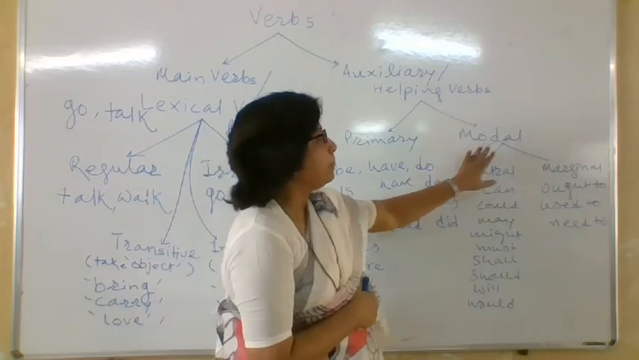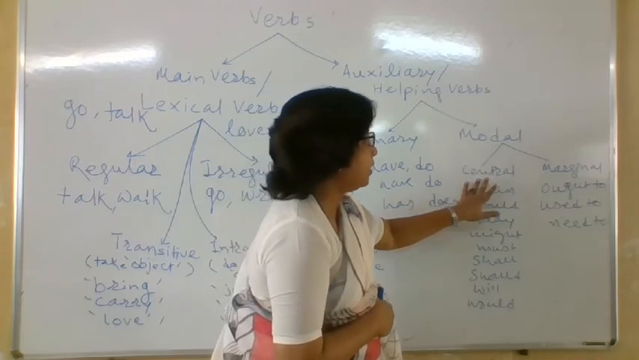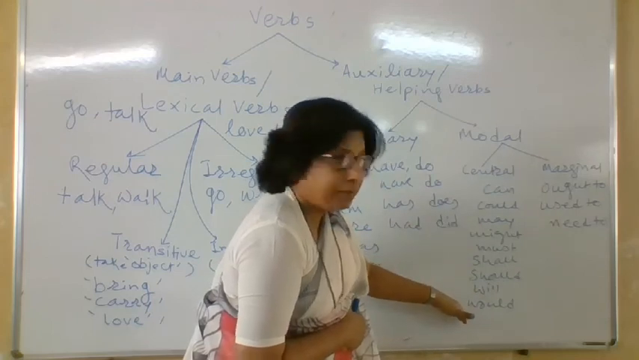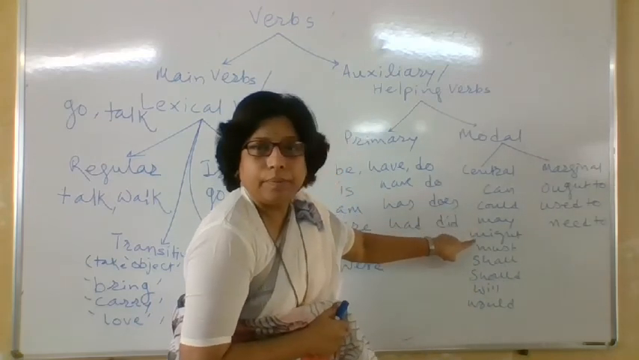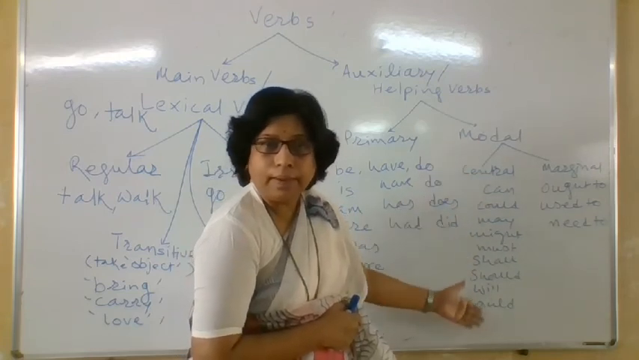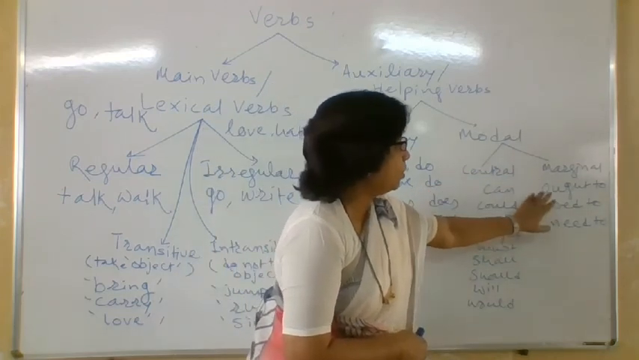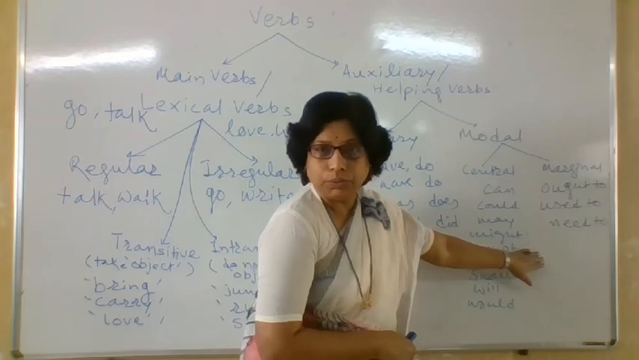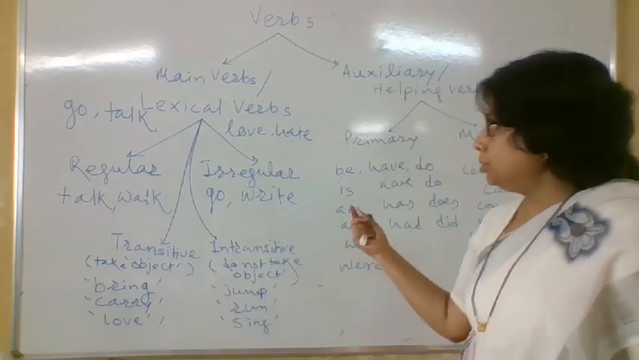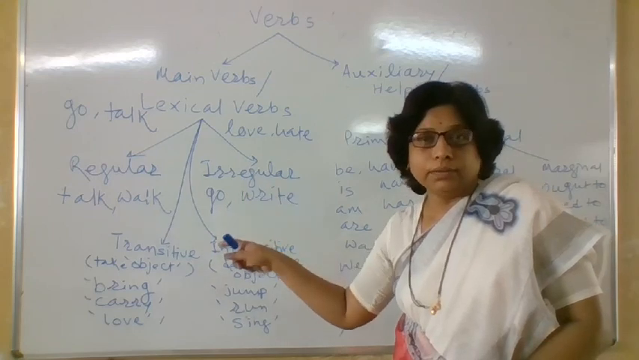For the time being, modal auxiliary verbs are again divided into two categories: central modals and marginal modals. And these are the central modals: can, could, may, might, shall, should, will, would. And there are marginal modals like ought to, used to, need to. So this is a very brief introduction to different categories of this word class known as the verbs.